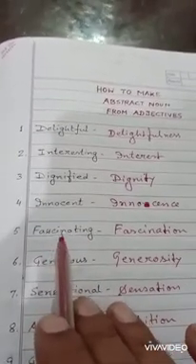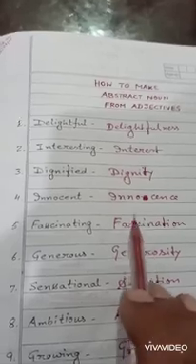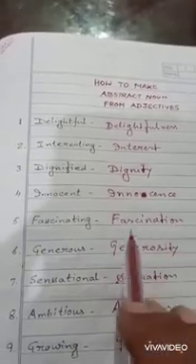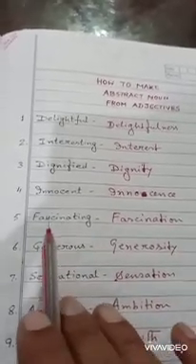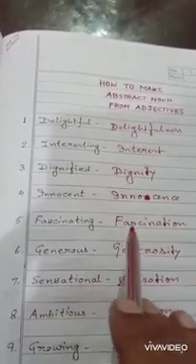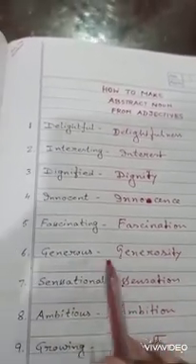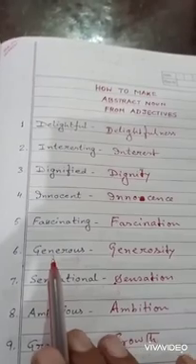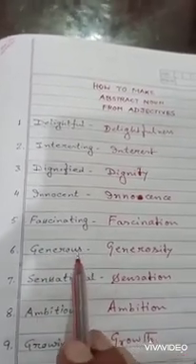Now fifth will be fascinating. So what will be the abstract noun of fascinating? Fascination. So the abstract noun of fascinating is fascination.